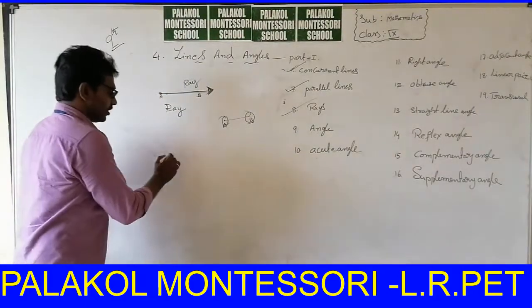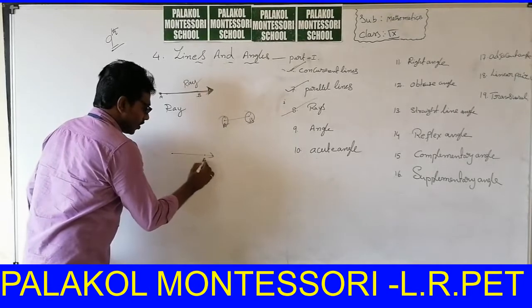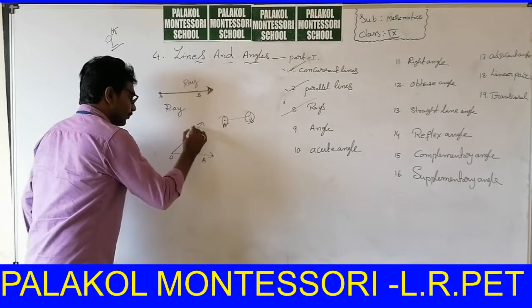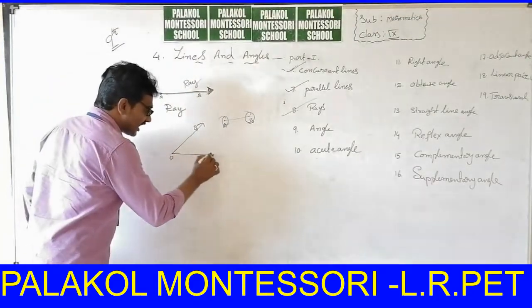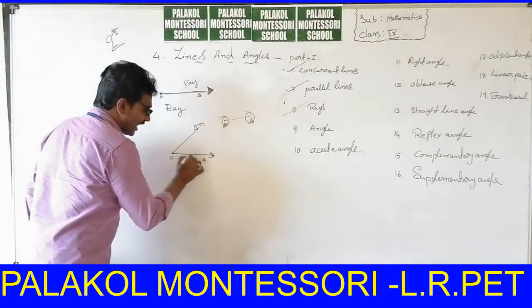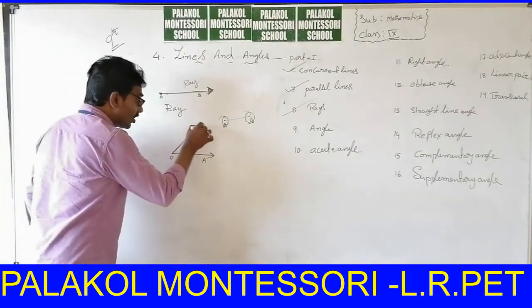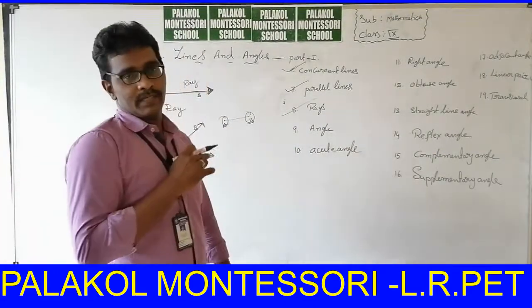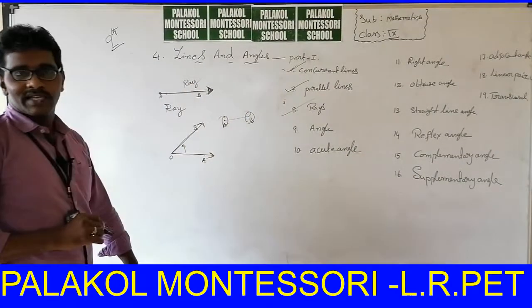Okay. Next one, guys, the angle. Just now I have completed the ray. Now I am taking two rays. One is ray OA, another is ray OB. Ray OA is called the initial ray. Ray OB is called the terminal ray, another name is rotated ray. It is rotated like this, in the anti-clockwise direction.